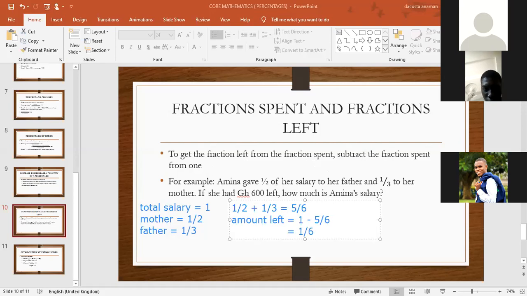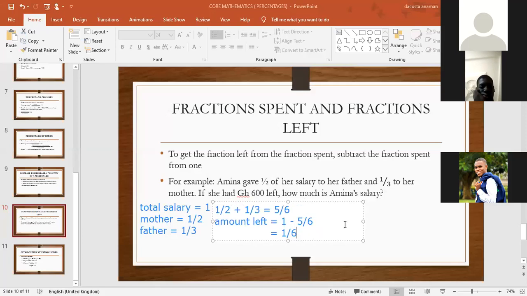I hope that's clear. Okay. So punching that on your calculator, you'll be getting what? 1/6. That is the amount that is left. Okay. Now, since we know the amount that is left, and we know that the amount that is left in Ghana cedis is 600 Ghana cedis. That means that 600 Ghana cedis is equal to what? 1/6 in fraction.